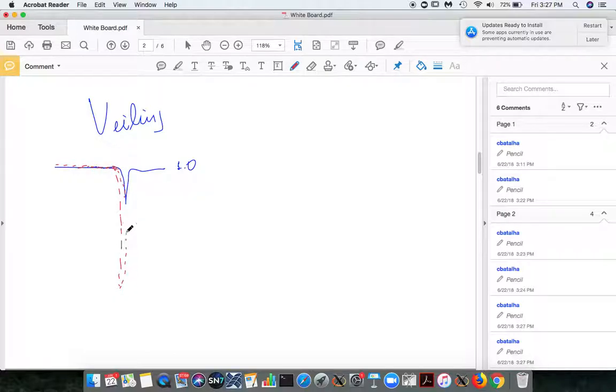So this in red is my template, so that we can play around and do the veiling the way we know we should do. Okay. Thank you.